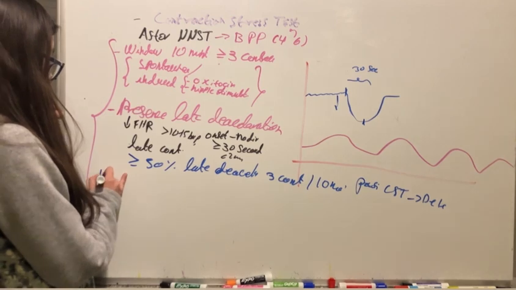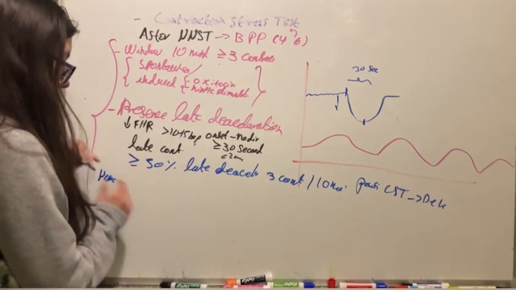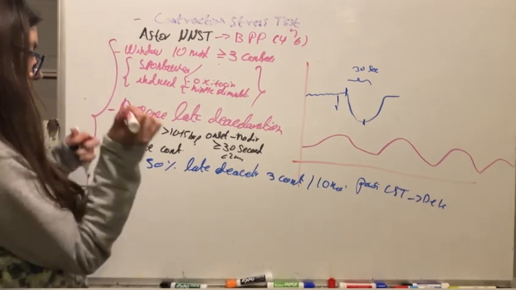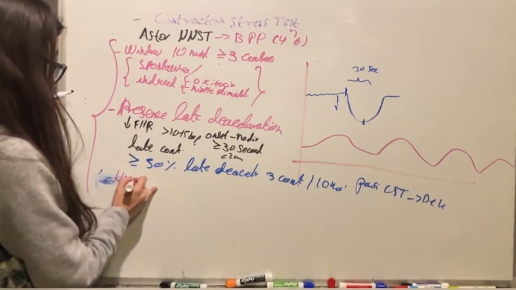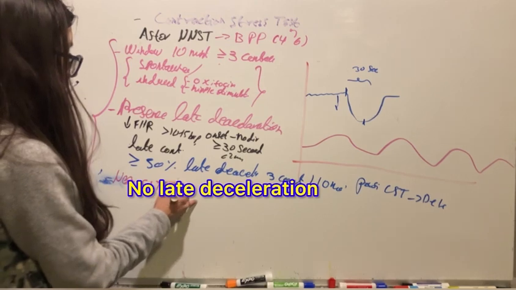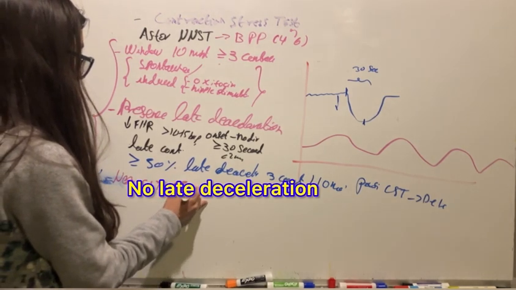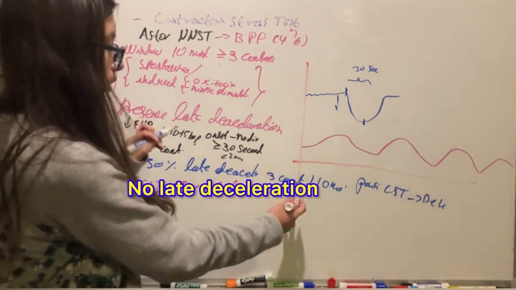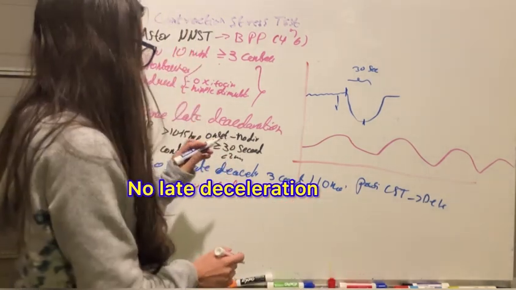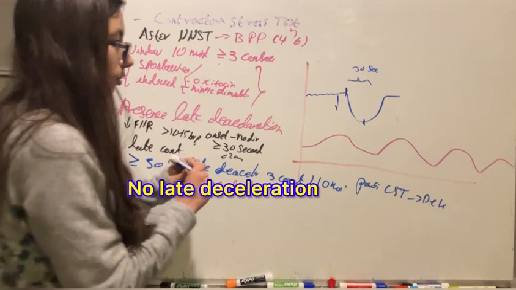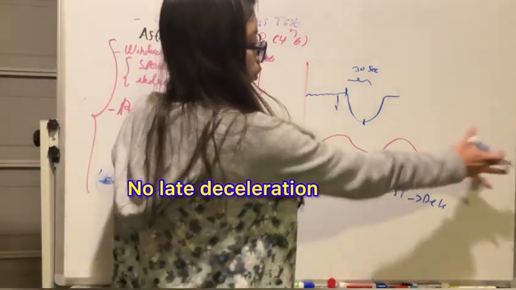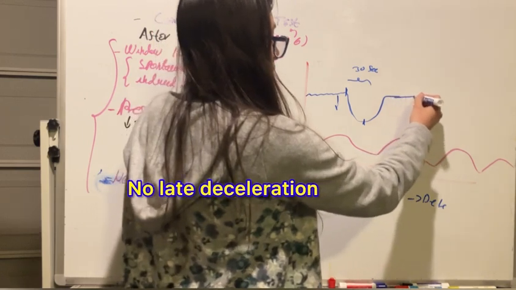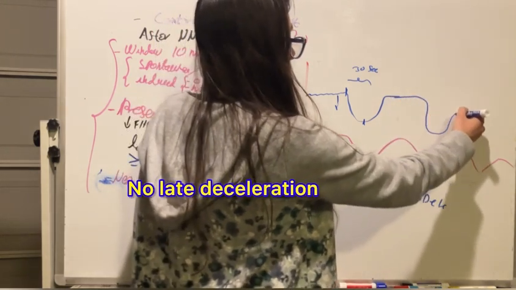A negative contraction stress test we can think of as having less than 50% late decelerations within 3 contractions in 10 minutes. So here we have 4 contractions, but we can use 3 contractions. So 1, 2.